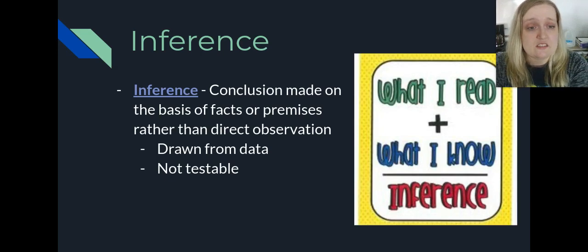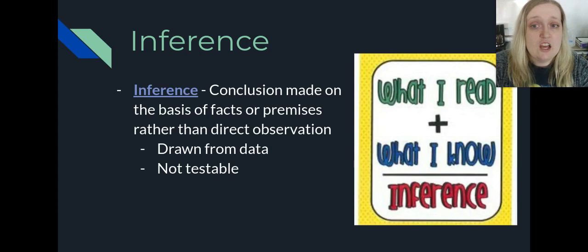Last one is an inference. So this is the last slide. An inference is a conclusion made on basis of facts or premises rather than direct observation. So you can make an inference after looking at some data, and not data that you maybe have done experimentally, but different facts that you find or different data that you got from somewhere else. And you can make an inference. The thing with an inference, though, it is not testable. It is what you think and what you know, and then you infer.